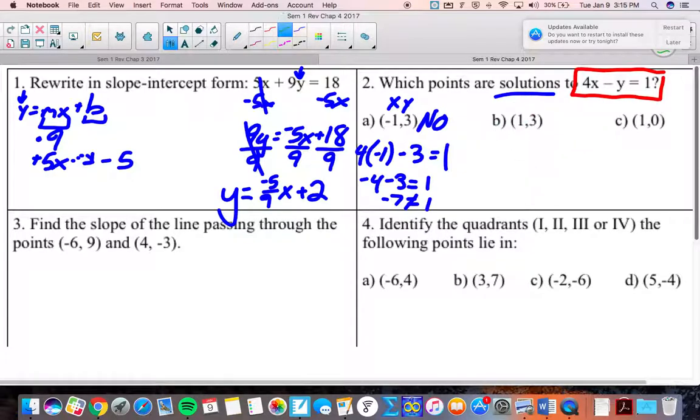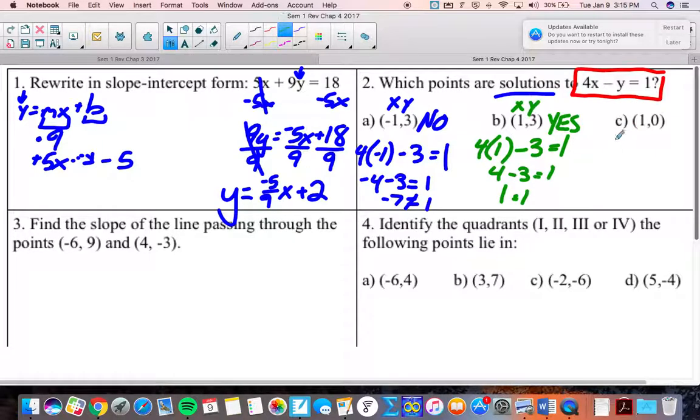Let's try this point. So 1 is my x, 3 is my y. So 4 times x, or in this case 4 times 1, minus my y, which is 3. Does that equal 1? Yeah, I'm getting 4 minus 3. That equals 1. So yes, this is a solution.